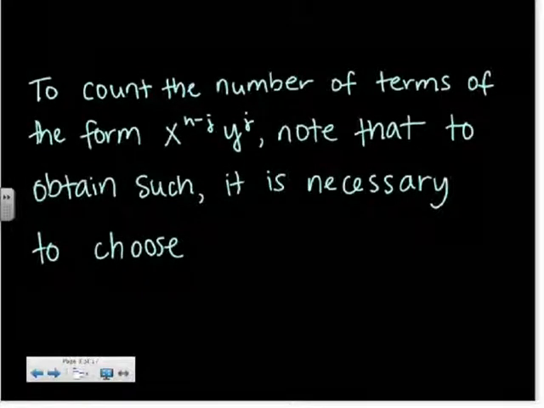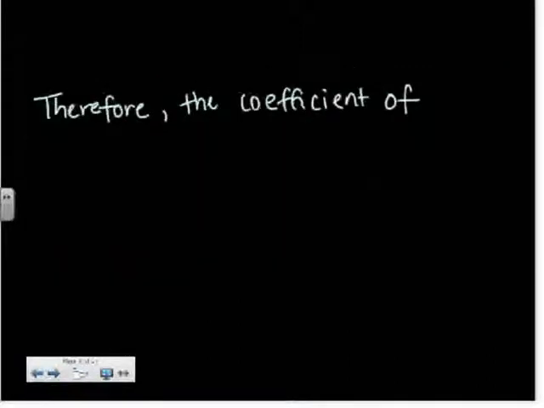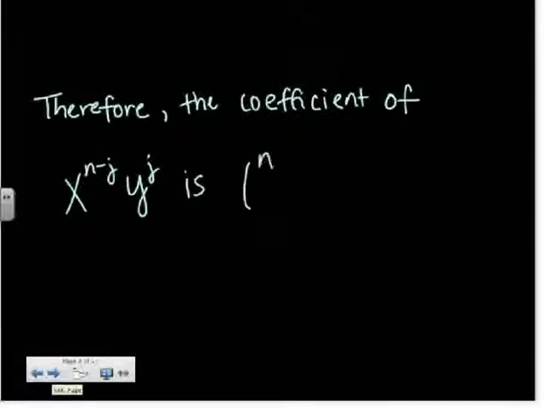To count the number of terms of the form x to the n minus j times y to the j, note that to obtain such a term, it is necessary to choose n minus j x's from the n sums, so that the other j terms in the product are y's. Thus, the coefficient of x to the n minus j times y to the j is n choose n minus j, which you will note is equivalent to n choose j.